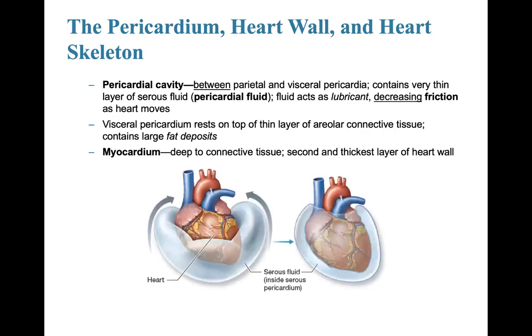The pericardial cavity is the space between the parietal and the visceral pericardia, and this will contain a very thin layer of serous fluid, referred to as pericardial fluid. This fluid acts as a lubricant, decreasing the friction as the heart moves. The visceral pericardium rests on top of a thin layer of areolar connective tissue, and this will contain large fat deposits. The myocardium is deep to the connective tissue, the second and thickest layer of the heart wall.